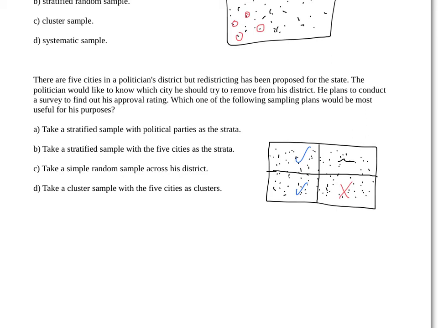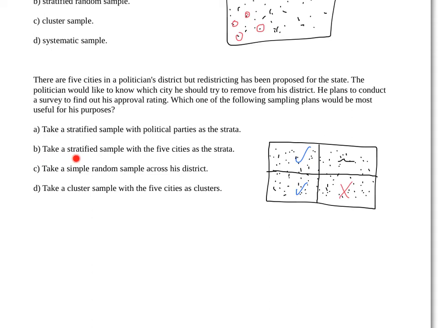And it says, take a stratified sample with 5 cities as strata. So each city is its own little stratum. And then, remember, in stratified sampling, you're going to sample from each and every group. So he'll take a sample from here, a sample from here, a sample from here, and a sample from here. And he'll try to take equal numbers from all those places. So he might take 100 people from this city, 100 from here, 100 from here, 100 from here. And then he polls them, and he sees how many of those people approve of him, right?